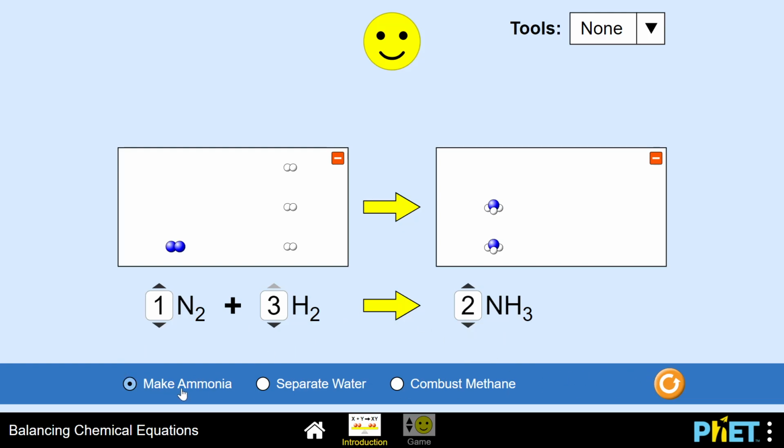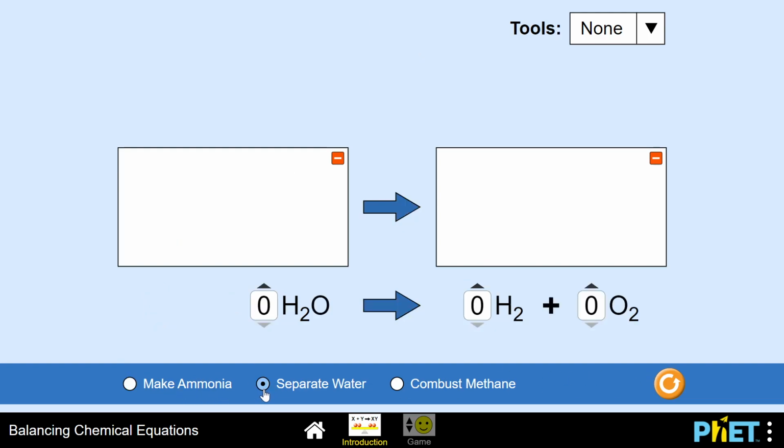Alright, let's try another one. Okay, another common chemical reaction. What if we do a chemical reaction where we separate water into its component parts? How much hydrogen, how much oxygen would you make for every water molecule? Alright, so just like before, I'm going to set each one to 1.